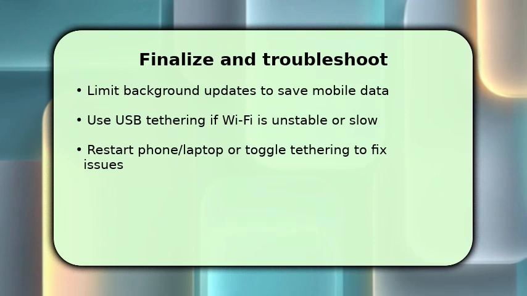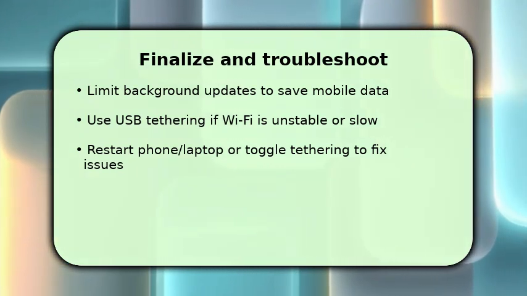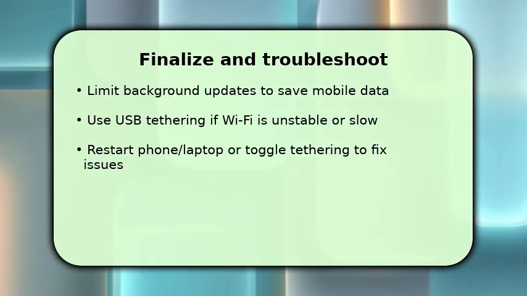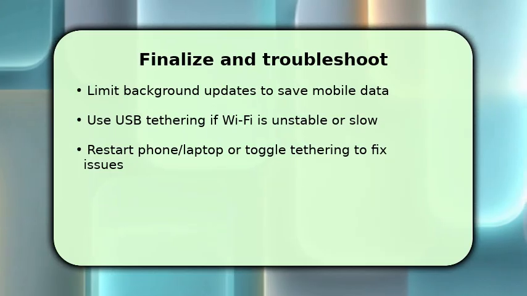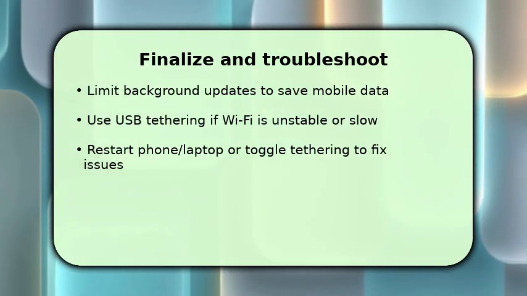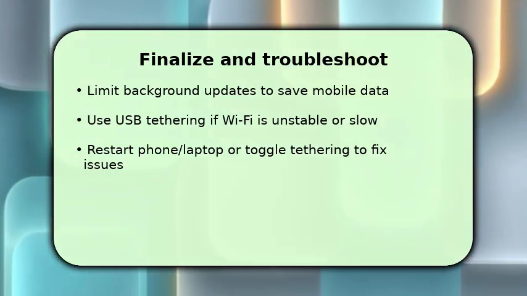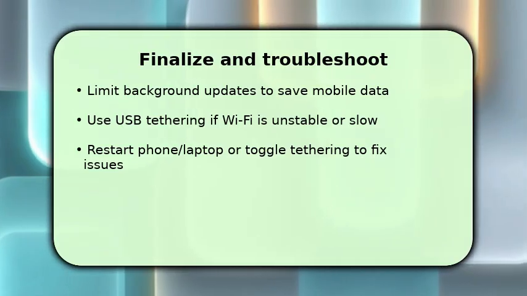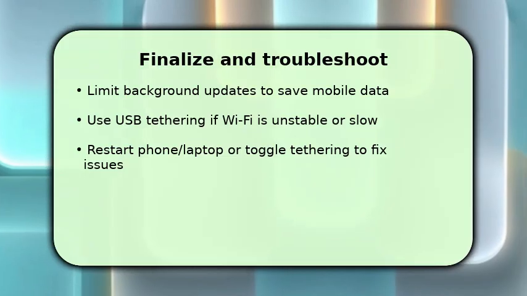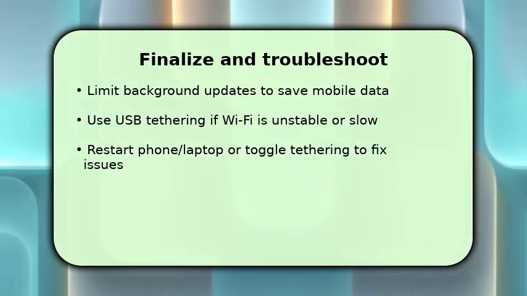You wrap up by optimizing the connection, disable large updates, turn off automatic backups, and set browser tabs to refresh manually to conserve mobile data. If Wi-Fi hotspot is unstable, switch to USB tethering for lower latency and steadier throughput. If the laptop shows no internet, try restarting the phone, toggling the hotspot off and on, or replugging the USB cable. That often refreshes DHCP and resolves IP conflicts. If problems persist, check carrier restrictions or data limits.